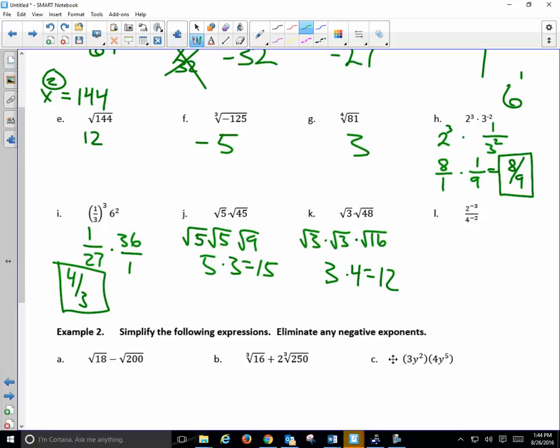And the last result, 2 to the negative third over 4 to the negative 2. So we will flip them. So we get 4 squared over 2 to the third. And that would be 16 over 8, which is also dos. Spanish for 2.